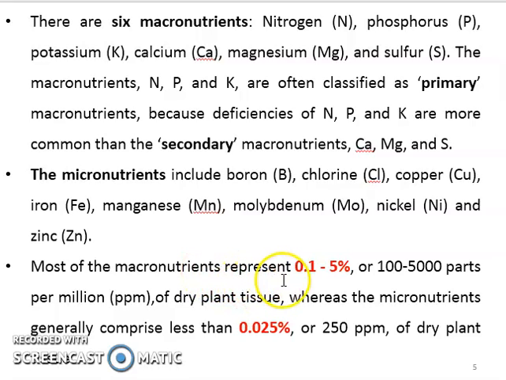Most macronutrients represent 0.1 to 5% of the plant. 5% means multiplying by 10,000 to convert from percentage to parts per million, as I explained before, so 5,000 parts per million of dry tissue. Remember, the 3 elements C, H, O represent 95% of the plant. The macronutrients represent from 0.1 to 5%, and the micronutrients represent around 0.025%.